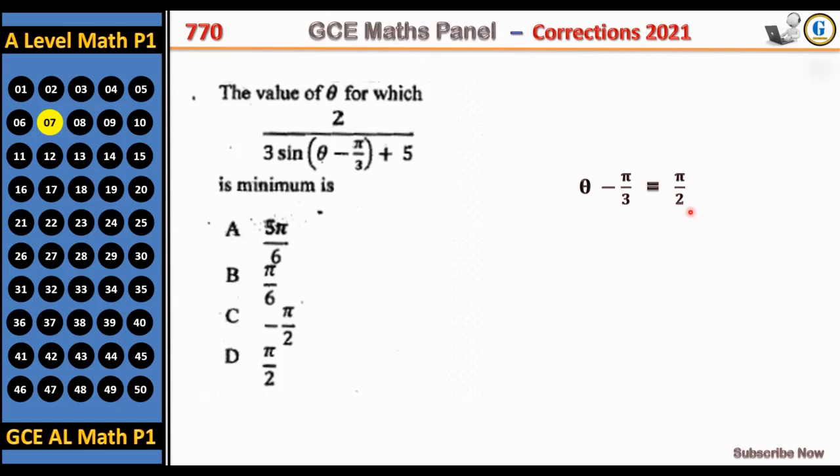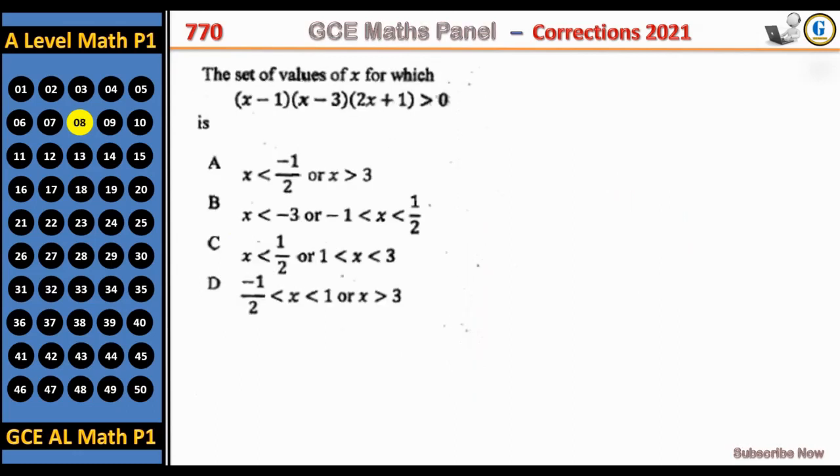At this point, our theta will be equal to pi on 2 plus pi on 3, and this will give us 5 pi on 6. So theta should be equal to 5 pi on 6 for us to have the minimum value here. Our key here is A. The next question.